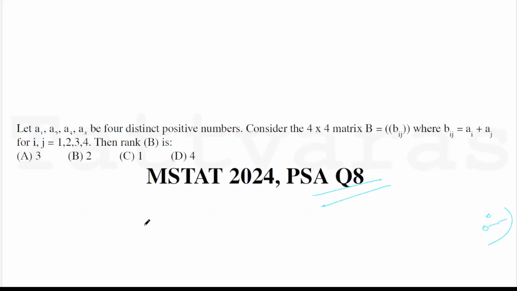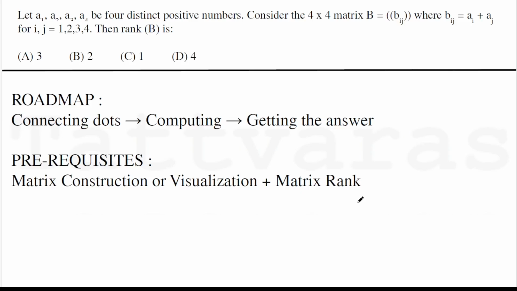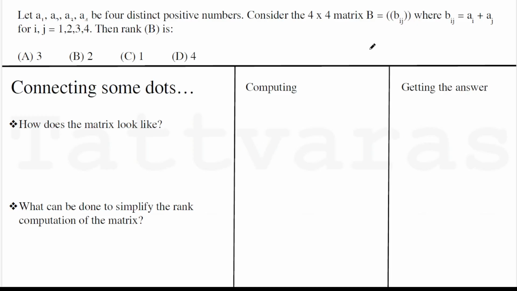Today we will solve the 8th question of ISI MSTAT 2024 PSA. Fairly straightforward. It's a matrix rank computation question. You are given a 4x4 square matrix and its elements are to be determined by this condition, and then you have to find its rank. So let's get started. Now, connecting some dots.